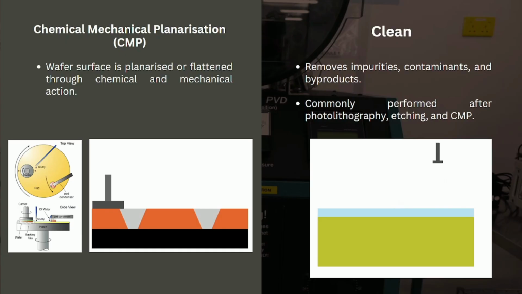CMP involves the use of chemical and mechanical forces to planarize and flatten the surface of the wafer, after which the clean step is done to remove contaminants or byproducts left over. This is also usually done after etch and photolithography.